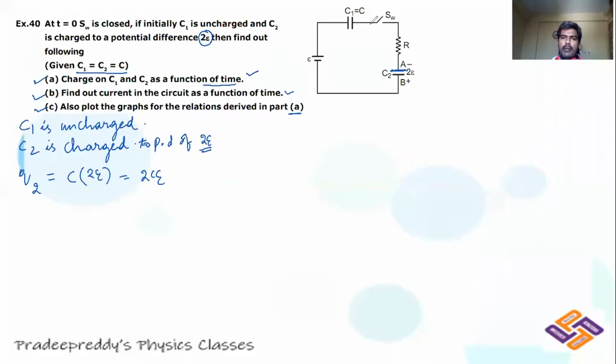Now you are closing this switch. When you switch on the circuit, what would happen? There will be some charge flowing through this circuit. Let me consider the final charge on the capacitor is Q. And remember, this Q is the same on C1 and C2 after a long time, and that is called steady state.